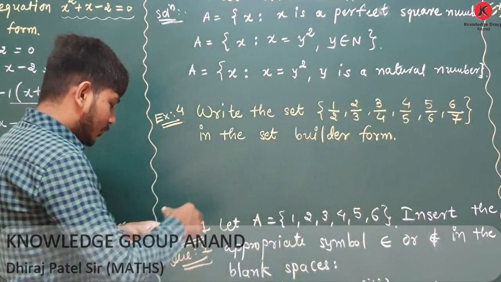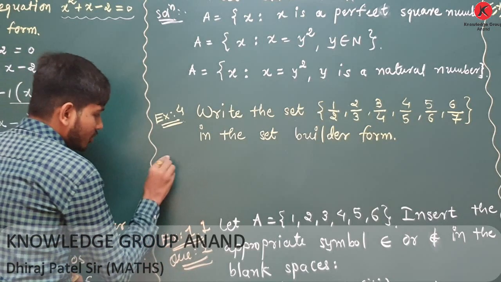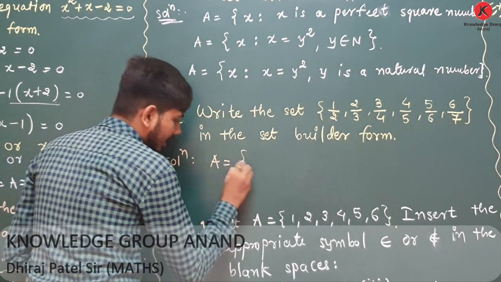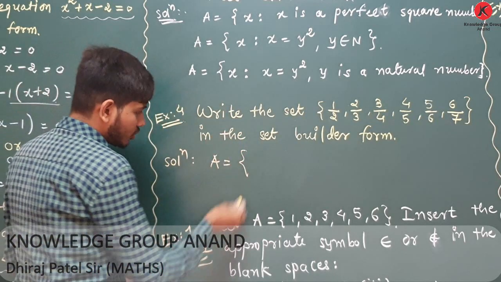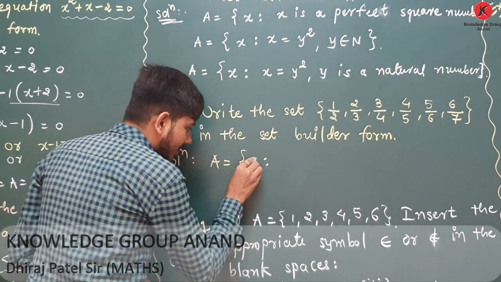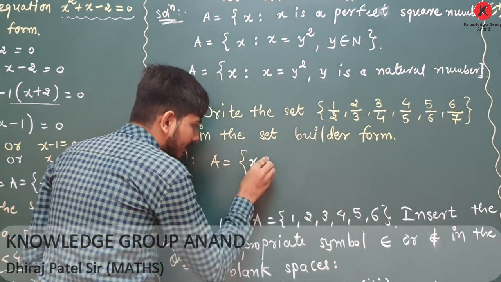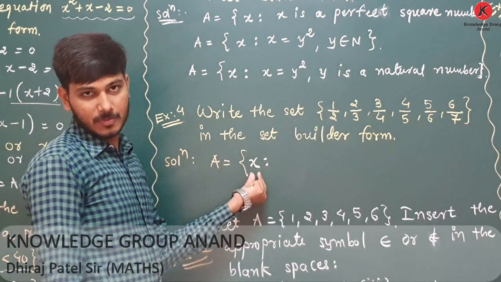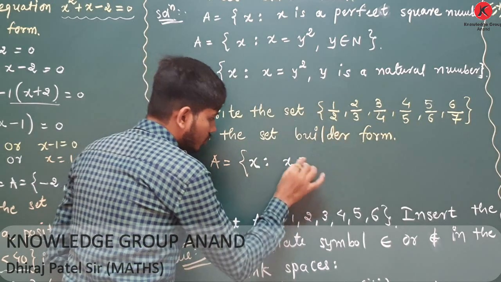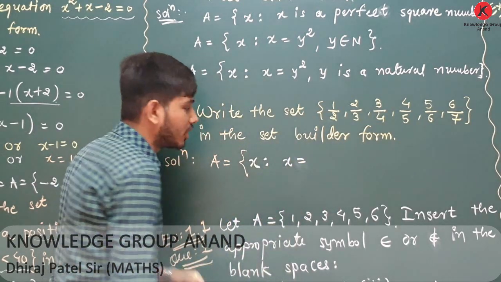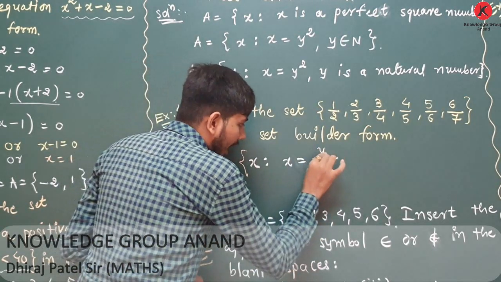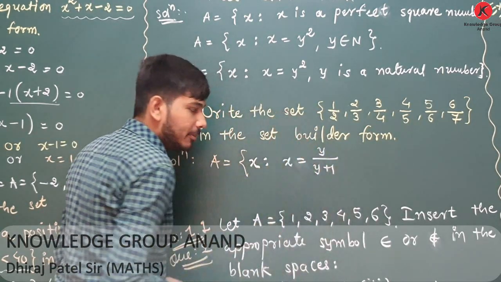Now therefore we can say that the solution of this question, I am giving the name A, such that A equals x such that, you have to write x here, because x is our variable and you have to mention it. x equals, you have to take x such that numerator and denominator are y upon y plus 1. Why am I taking this?